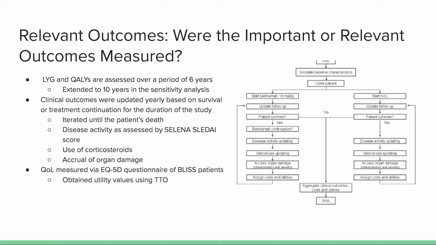So extrapolated SELENA-SLEDAI scores and glucocorticoid use from the BLISS trials are measured, and these, in addition to patient characteristics, are used to estimate long-term outcomes of organ damage and mortality, which is relevant and important as lupus can cause various types of organ damage. Side effects of treatment were not measured or addressed in this study, and so this is something where the authors could improve on measuring relevant outcomes. And quality of life was measured using the EQ-5D questionnaire of the BLISS trial patients.